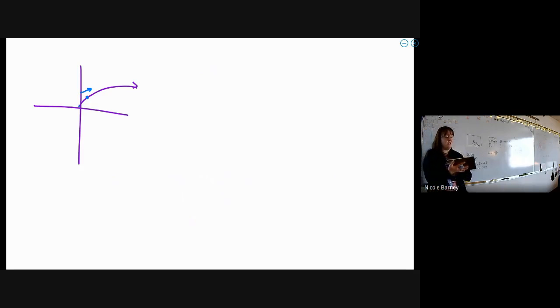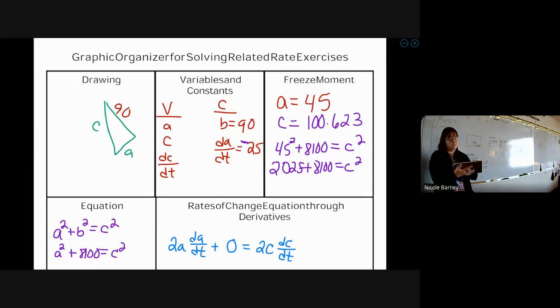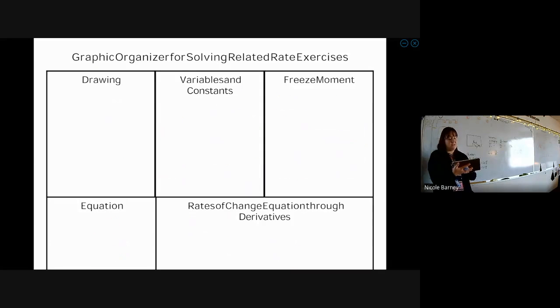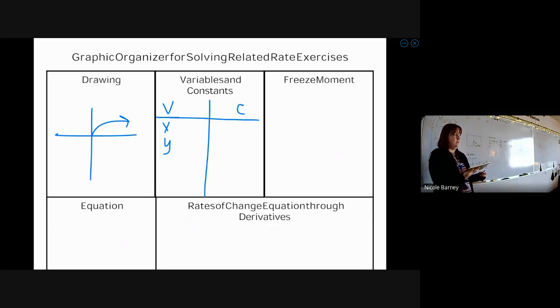So what is changing? What is variable and what is constant? This is number 6. What is changing and what is constant? We have the x is changing at 3 centimeters. Okay, so our variables and our constants. Our variables are going to be x and y. Those are both changing, right? As time goes, x and y are changing. The dx dt is constant.